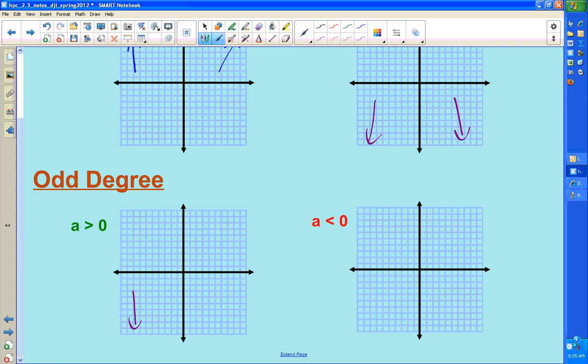Didn't I do that? You said right. Switched it. Yeah. So let's say it again then. If a is greater than 0 and it's odd, on the left, we're pointing down. Yes. On the right, we're pointing up. Yes. Okay.